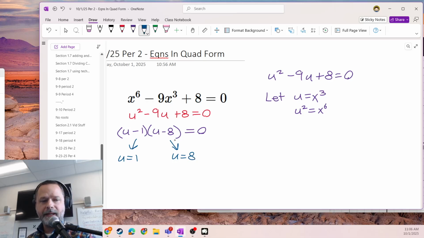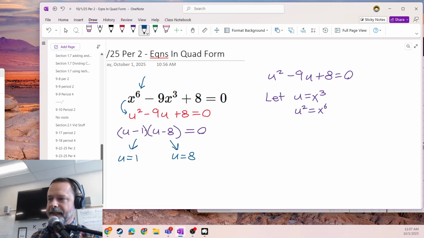Now this is where you got to be careful. Those are not my solutions. My original equation had x's, and I did a weird substitution to get it to look like a quadratic equation. And that's our wonderful trick, that we could do that. And we got our solutions for that. But what was u? We got to keep going. Okay, so what was u?